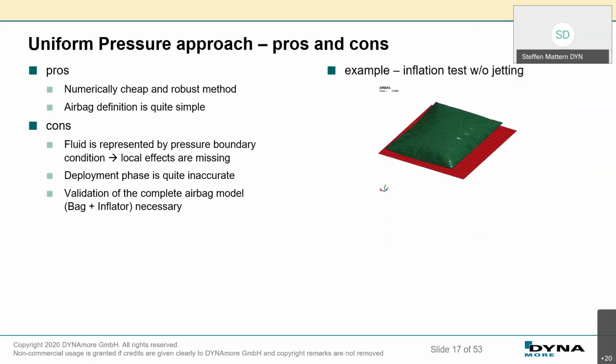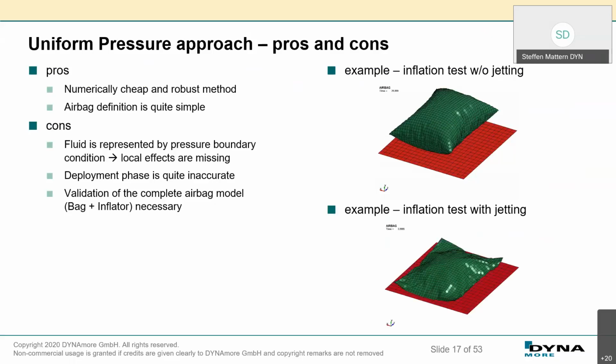So the first example I like to show is a simple inflation test of a very simple airbag, of a cushion, using airbag hybrid. And as you see, take a look at the video. It looks rather static since the pressure distribution is uniform in the entire airbag volume.